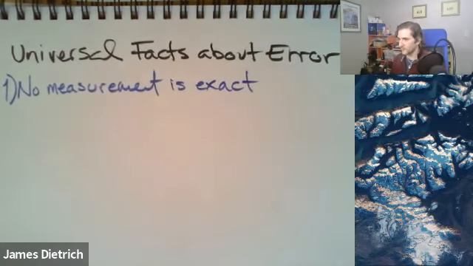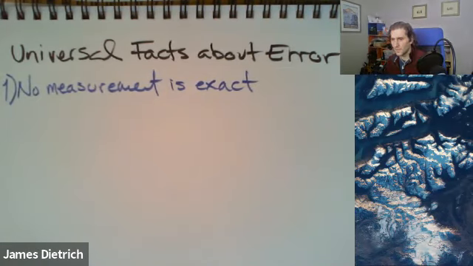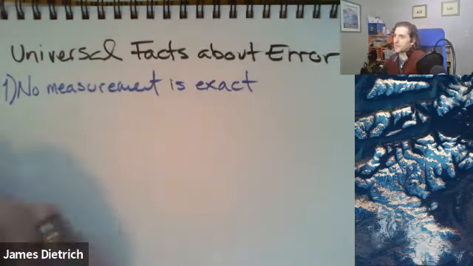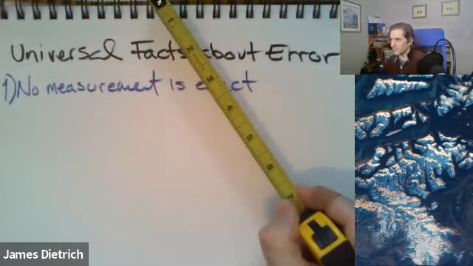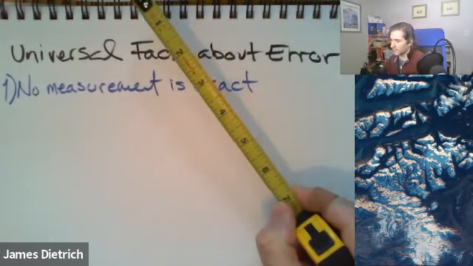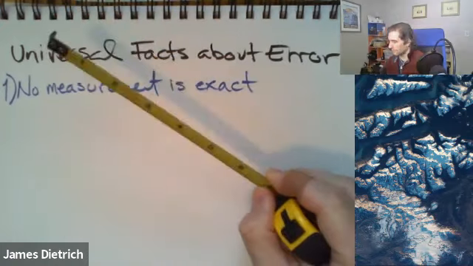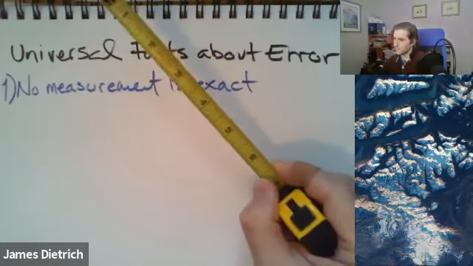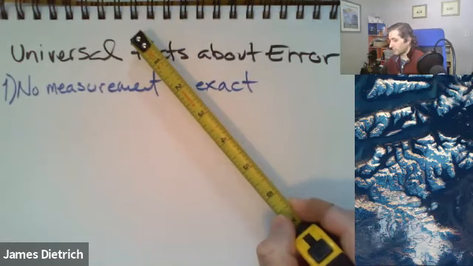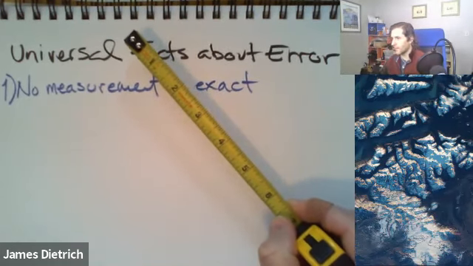Okay, no measurement is exact. That is our first kind of statement, or universal fact, about error. And this all comes down to the devices we use to measure. In a very basic sense, if I have a tape measure here, there are inaccuracies in it. It was produced on an assembly line. It's reasonably accurate, but it's not exact.